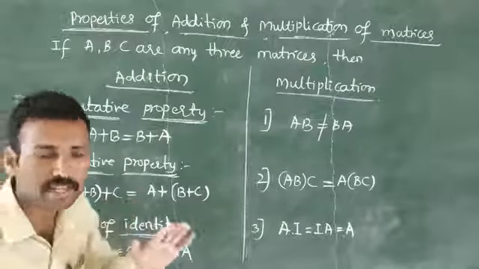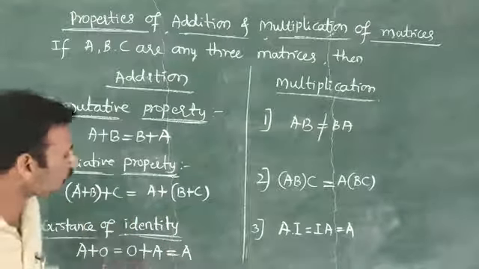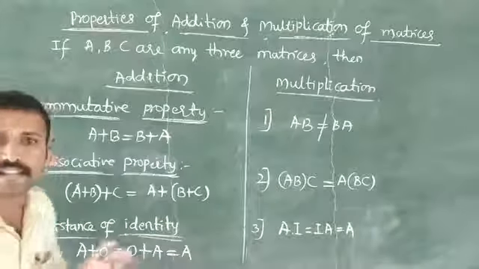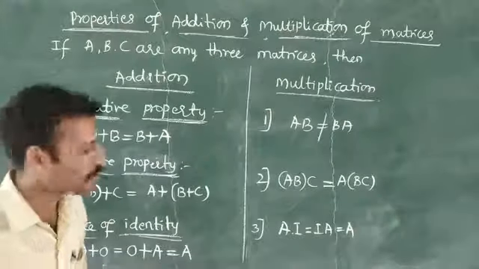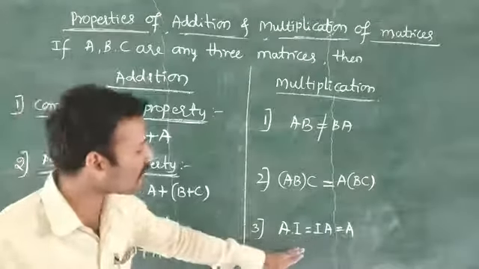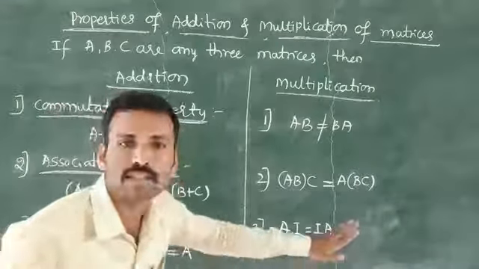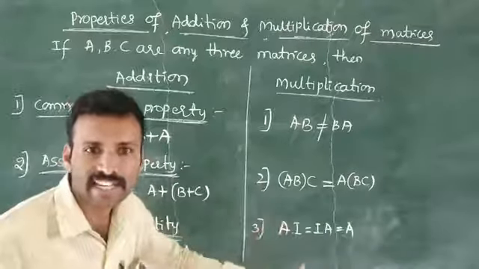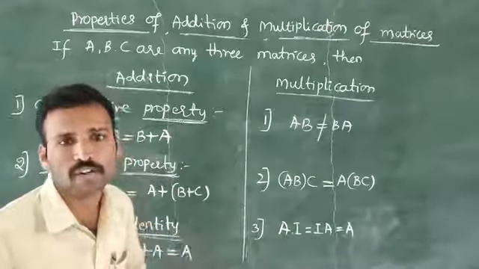Next is the existence of identity. As you know already, A plus 0 is 0 plus A is A, where 0 indicates the zero matrix and A indicates any matrix of order n. Similarly, for multiplication, A into I is equal to I into A is equal to A, if A is any matrix of order n, where I indicates the identity matrix of order n.